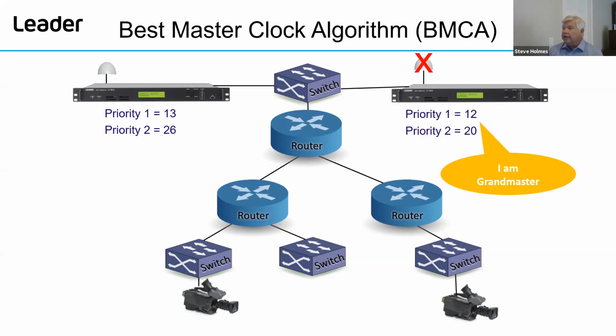And the unit on the right, even though he's on his internal crystal, is still going to stay as the Grand Master. And eventually it will start drifting a little bit to where the unit on the left is perfectly GPS locked, but because of priority 1, he's not allowed to jump in and take over. If the unit on the left was priority 1 of 12, he would have walked in as soon as he lost GPS and said, hey, I'm a better clock than you are. Start looking at me.